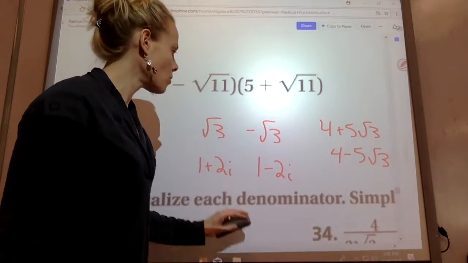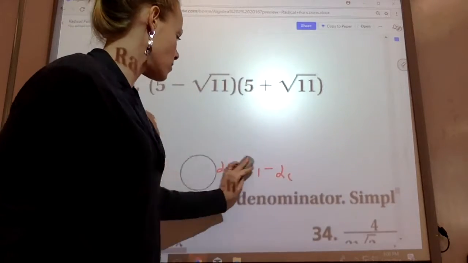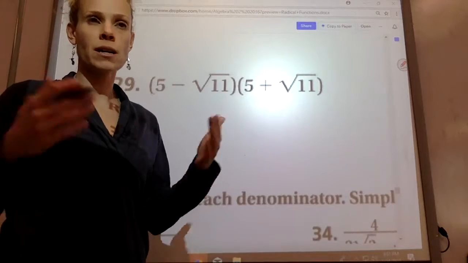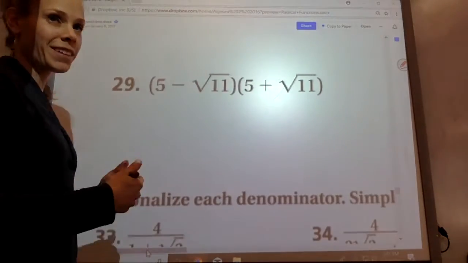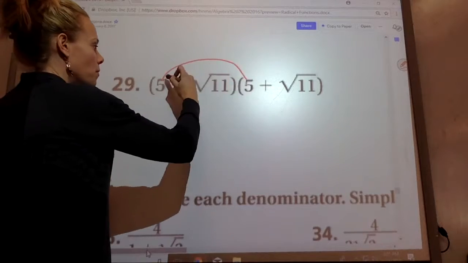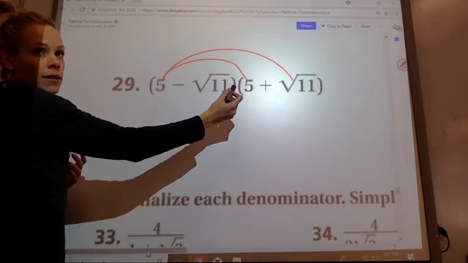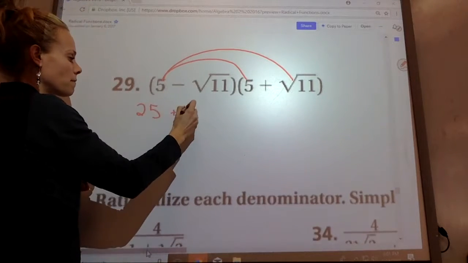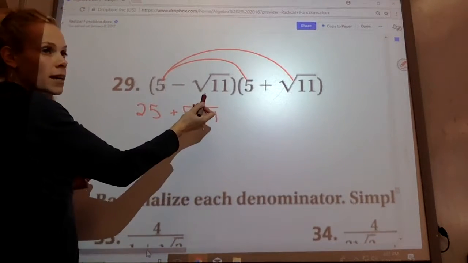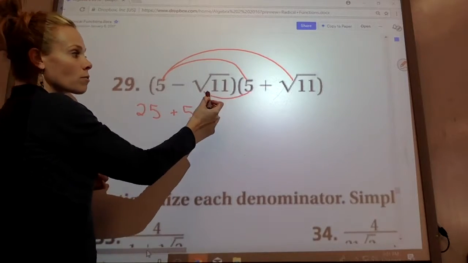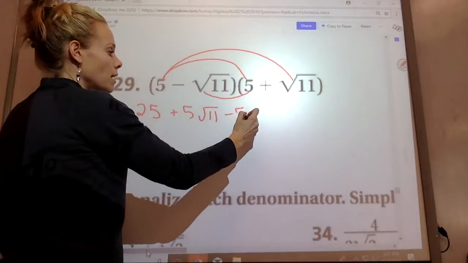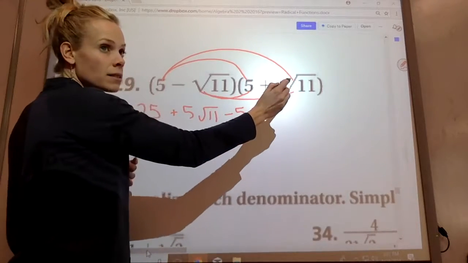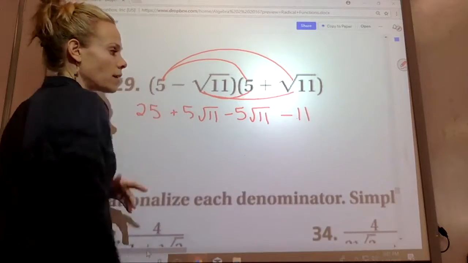Okay? So I want you to notice something in these next two examples. We're going to FOIL them, and we're going to see what happens when you multiply conjugate pairs together. Okay? So 5 times both. So 5 times 5 is 25. 5 times square root 11 would be 5 root 11. And then the second term, negative root 11 times 5 would be negative 5 root 11. Negative root 11 times positive root 11 would be negative 11.